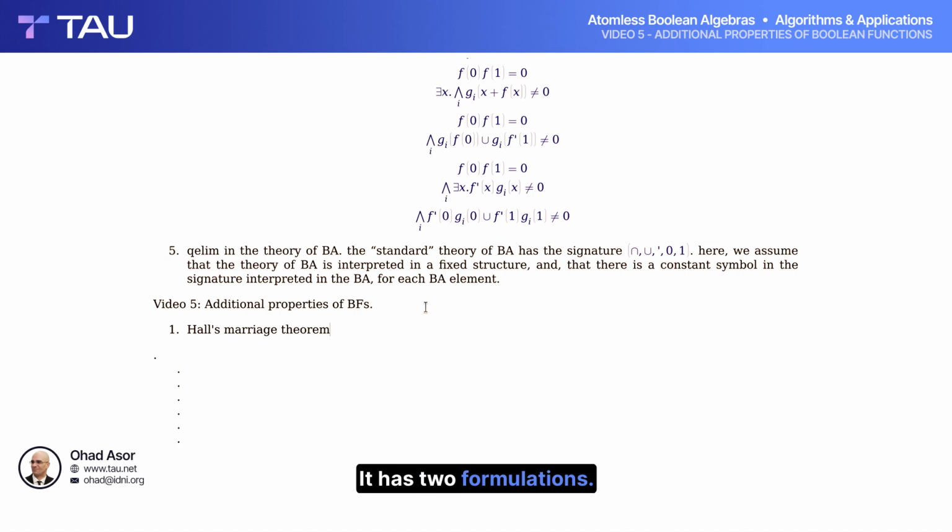It has two formulations. One is graph-theoretic and the other is set-theoretic. We rely on the set-theoretic form. And it is about system of distinct representatives. So I assume that you are familiar with Hall's marriage theorem, and if not, please go read on it. It's a very simple and very nice theorem, at least very nice to state, very easy to state.